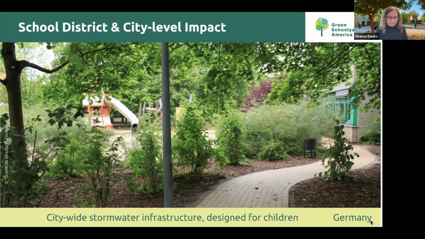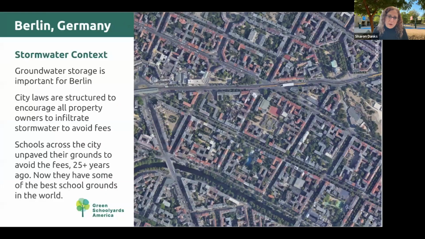And then the last set, this is the city of Berlin, Germany, has amazing, amazing schoolyard design. I think a model for a lot of the world in stormwater. And they've really designed stormwater infrastructure to be ideal for children and optimized for children. And Berlin was a political island for a long time. They needed to really have a good water supply. They're very interested in sinking the stormwater and being ecologically sound. So the laws are structured to encourage all property owners to infiltrate all their stormwater to avoid a fee structure that's in place if you don't do it.